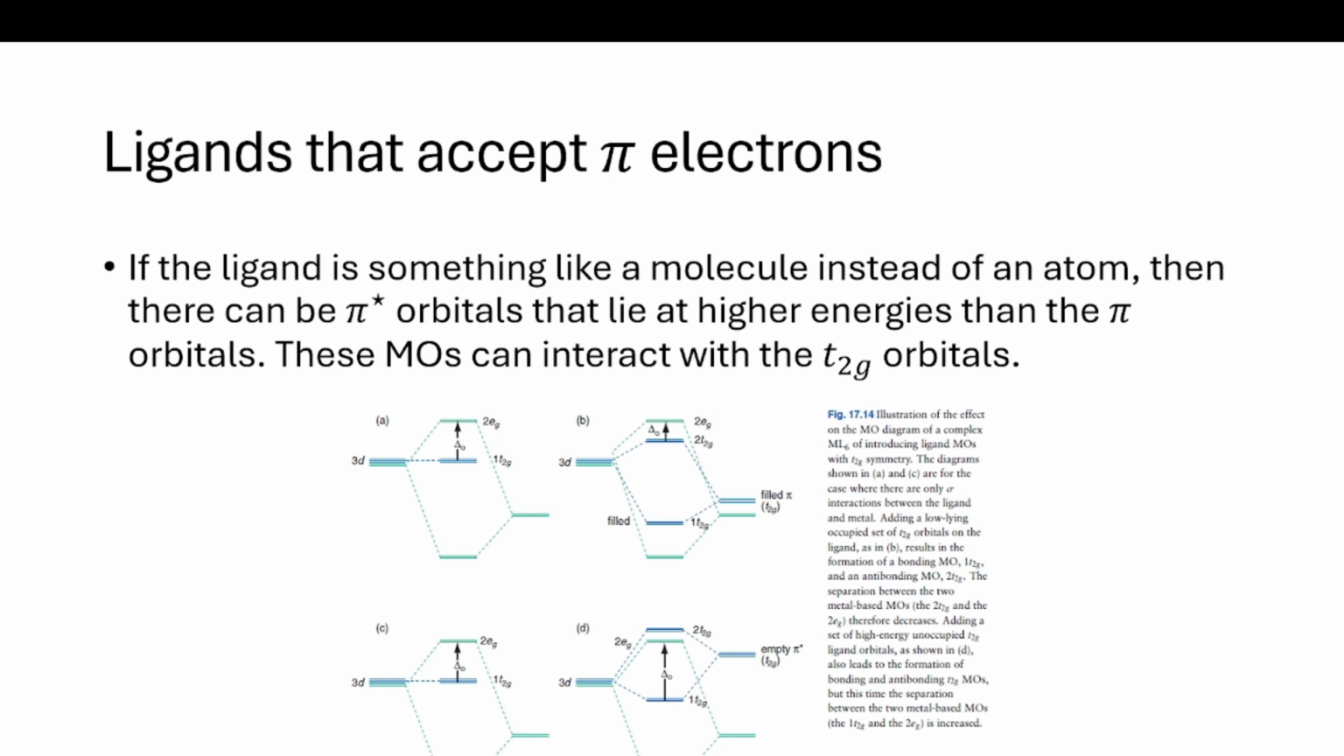Now, there are both ligands that donate pi electrons and accept pi electrons. So, for something such as a molecule that has pi bonding in it, right? If we have a molecule, then there can be pi antibonding orbitals that have higher energies. And these pi antibonding orbitals can actually accept electrons from the metal and therefore interact with the T2g orbitals in the complex.